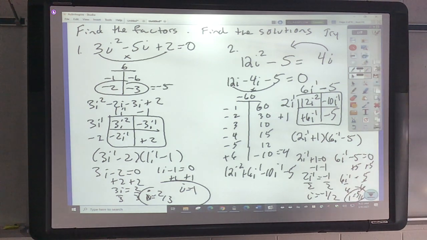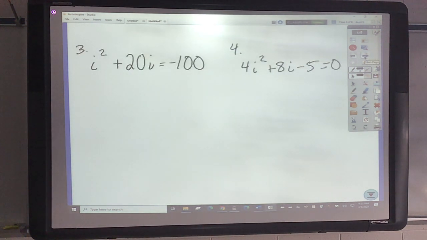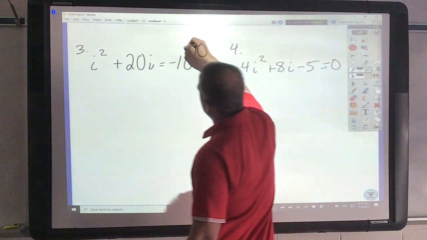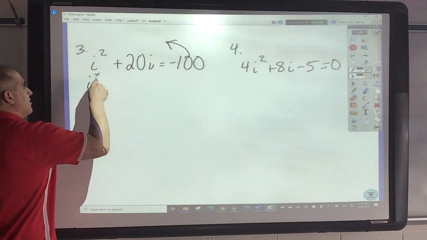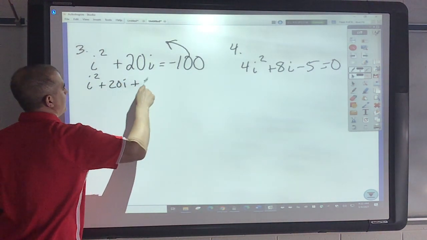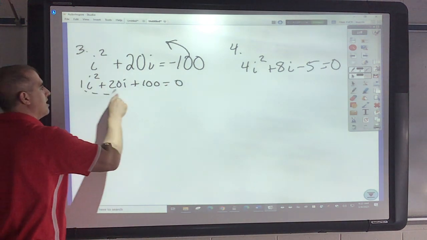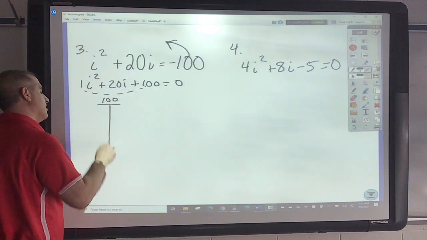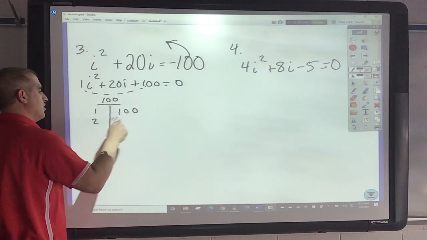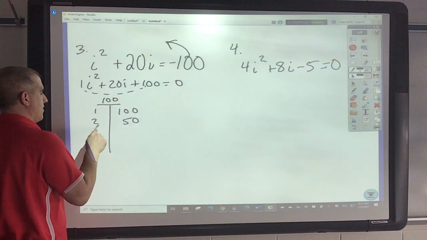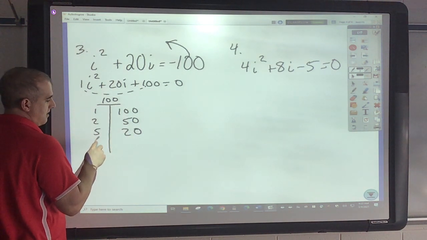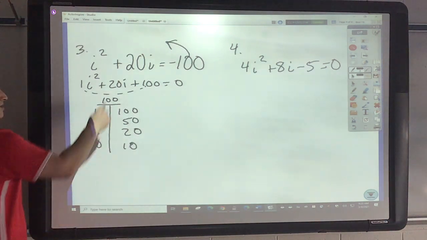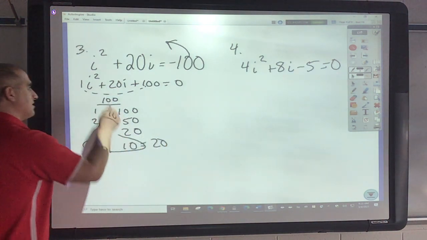Okay, all right, let's go on to these two. So I got a negative here, so when it moves back, remember it's going to change signs, so now it's going to be positive 100 equals 0. There's a 1 here. Multiply and you get 100. Factors of 100 are 1 and 100, 2 and 50, 5 and 20, 10 and 10. Okay, I'm looking for the set that adds up to 20, which would be this. Since everything's positive, I'm good.